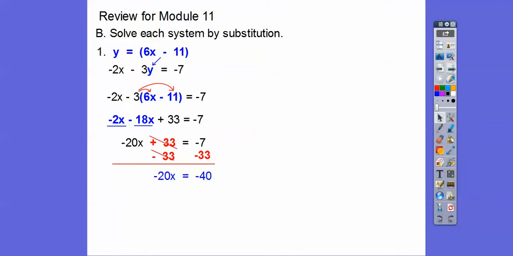-40. Then divide both sides by -20. A negative divided by a negative is a positive, and 40 divided by 20 is 2. Okay, now that's just x.